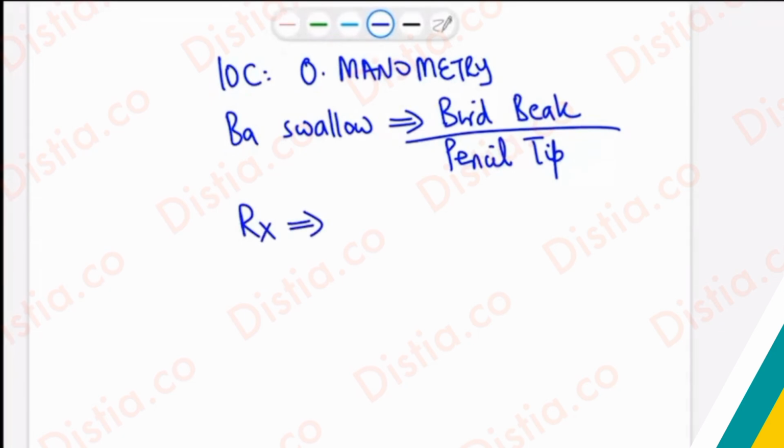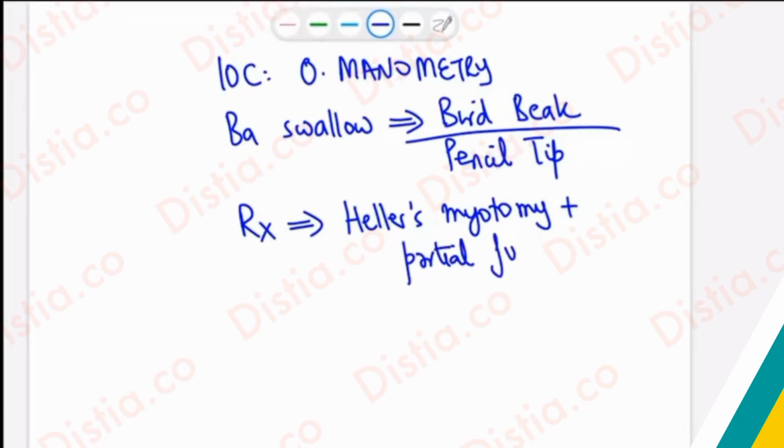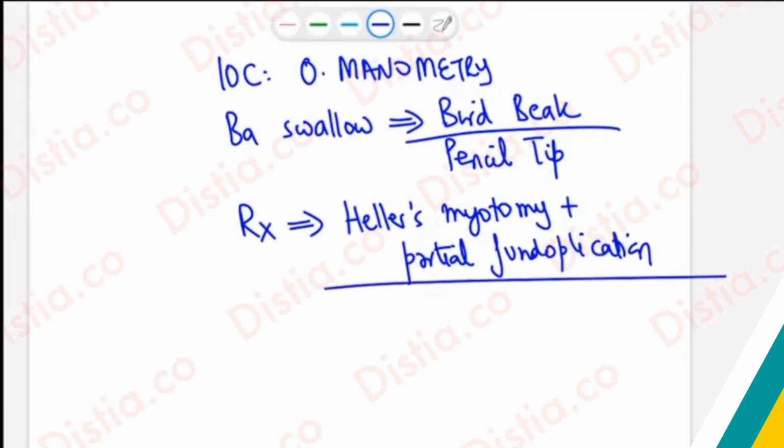Please remember the fact that the treatment of choice for achalasia cardia would be answered as Heller's myotomy. And because this myotomy procedure is done, there could definitely be a reflux developing in the form of GERD in the patient. So to prevent that from happening, we will also have to go in for a second procedure, that is partial fundoplication. So this is taught in surgery also. The treatment of choice is Heller's myotomy with partial fundoplication.